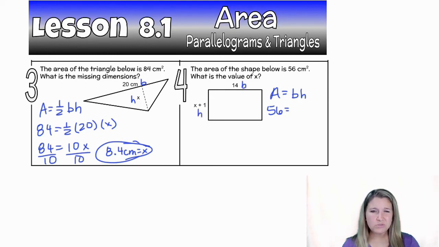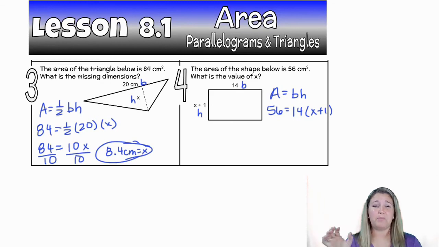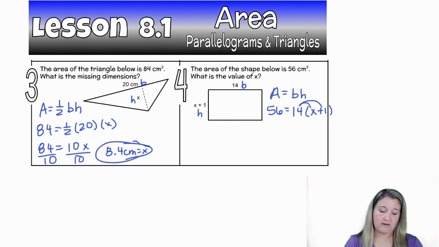Does it matter which one you mark? Nope, sure doesn't, because you're still multiplying. Multiplying, the order doesn't matter. So the base is 14 and the height is X plus 1. So I wrote this in parentheses on purpose, okay? Because I'm going to multiply. I have to multiply the whole expression by 14, not just X and not just 1. I have to do both of them by 14. So I'm going to have to distribute 14. So I have 56 is equal to 14X plus 14.